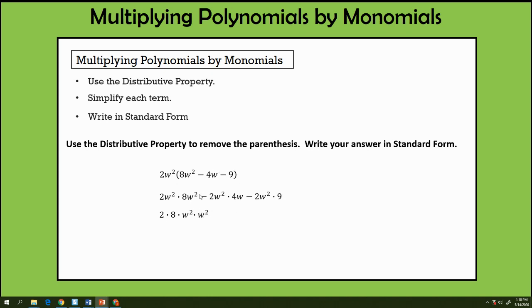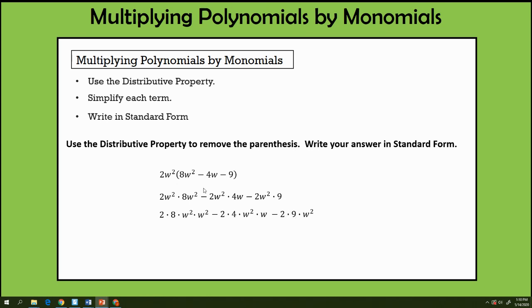The second piece here is 2w squared times 4w. Again, I have 4 factors: the 2, the w squared, the 4, the w. This is all multiplied together, so I can reorder that using the commutative property. And I'm going to make it 2 times 4 times w squared times w. And then I'm going to do the same thing here at the end. It's 2w squared times 9. Remember, this is really like 2 times w squared times 9. So I can reorganize this, and I'm going to make it minus 2 times 9 times w squared.